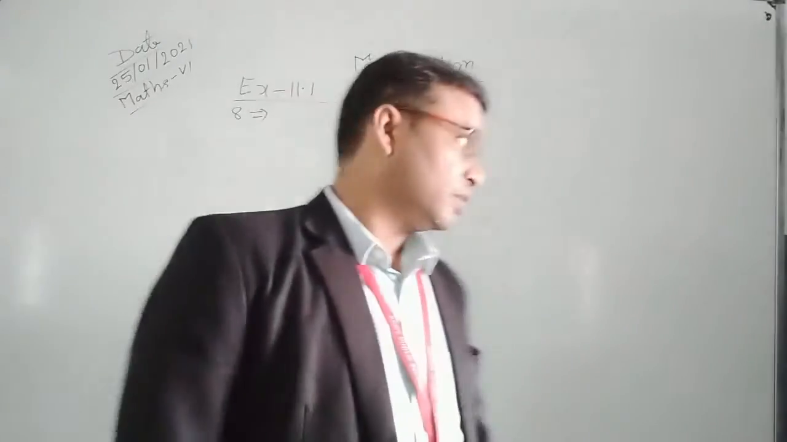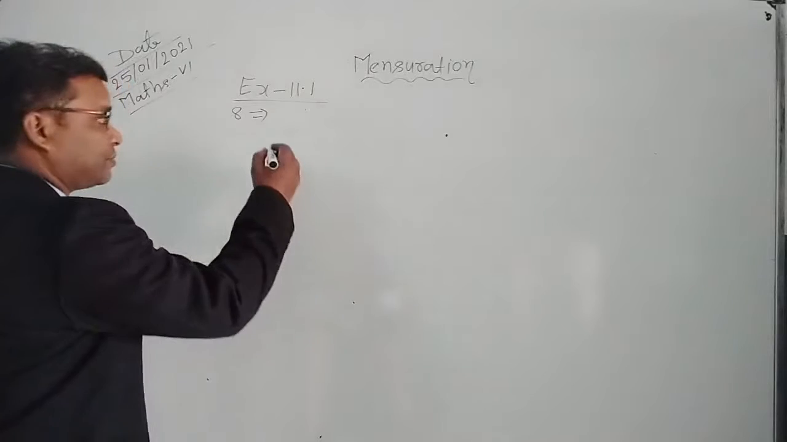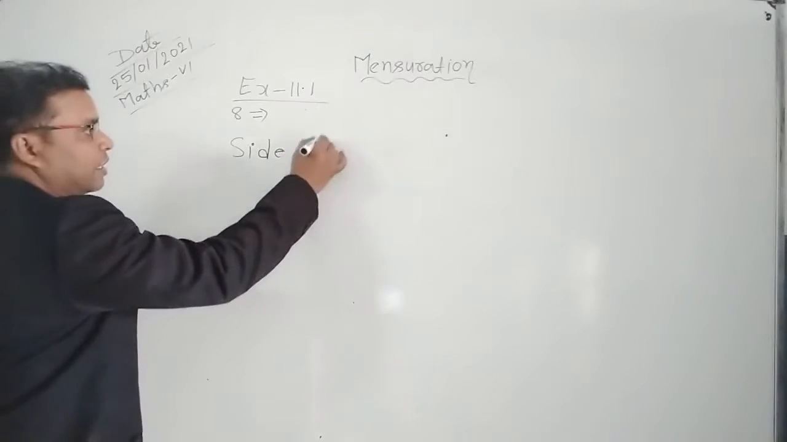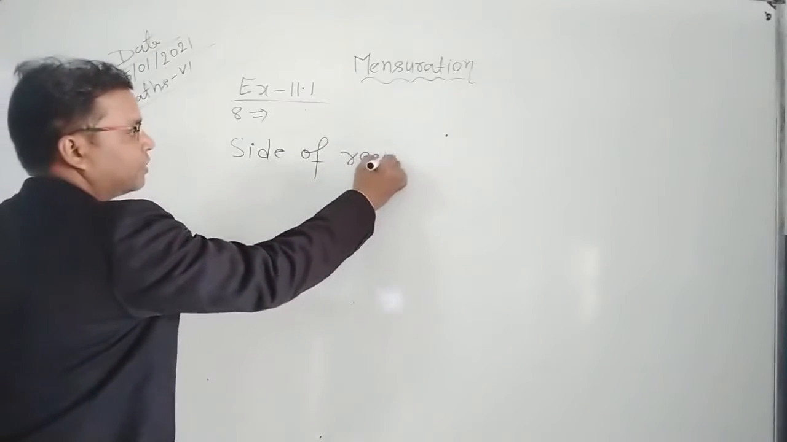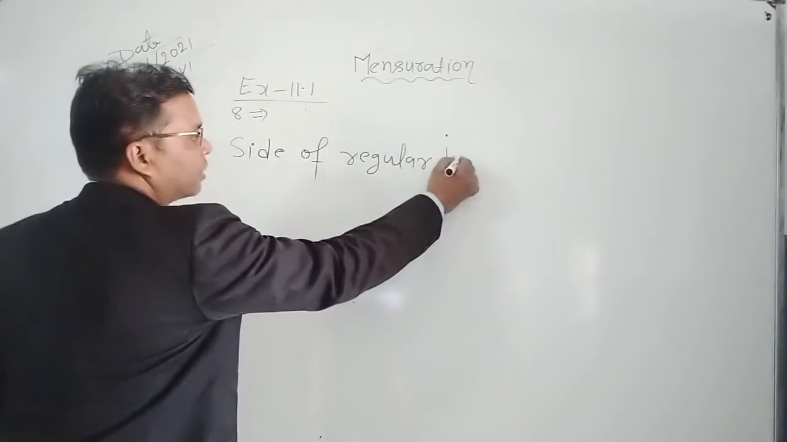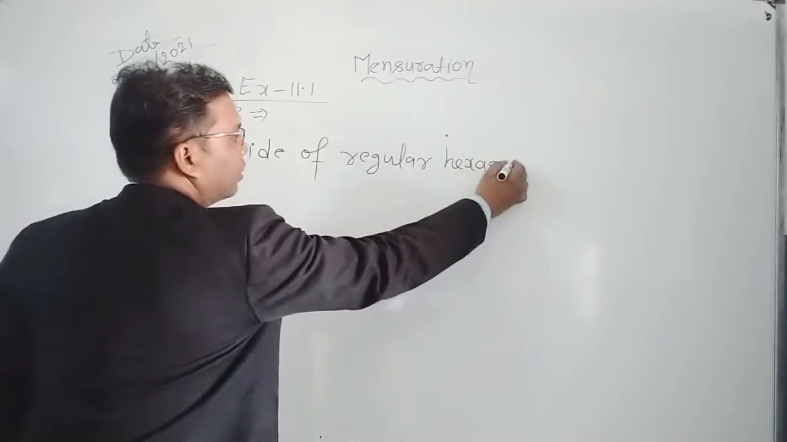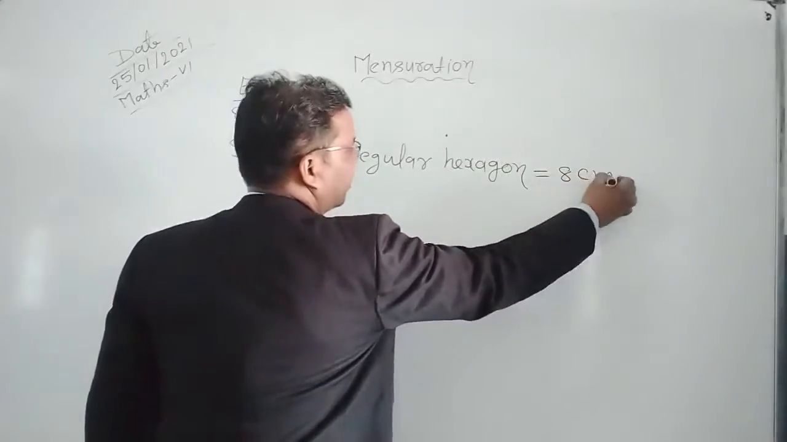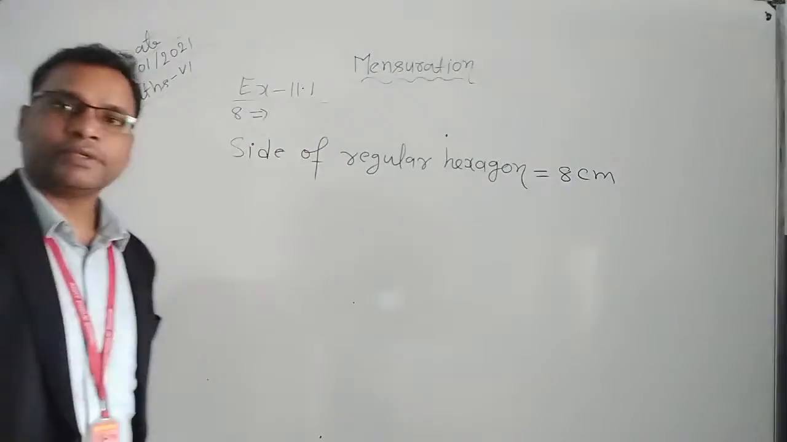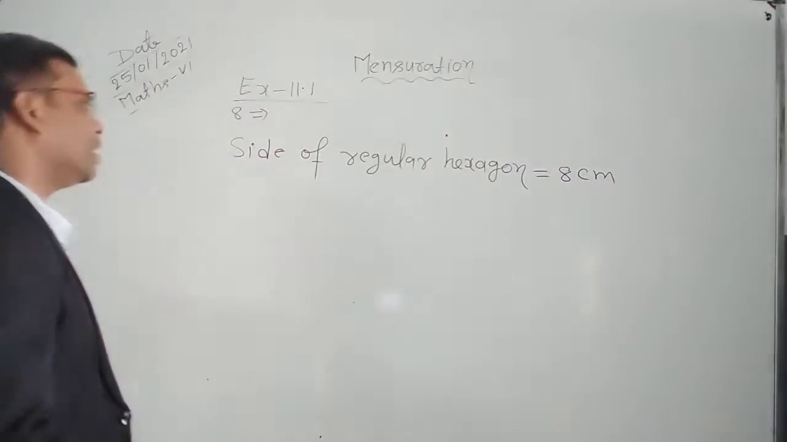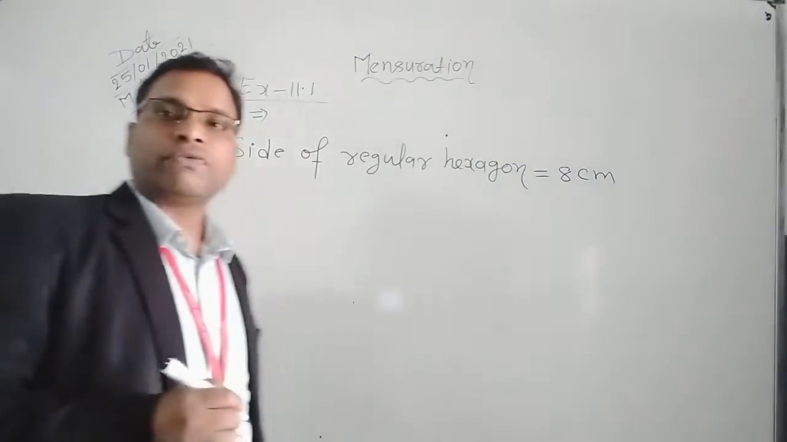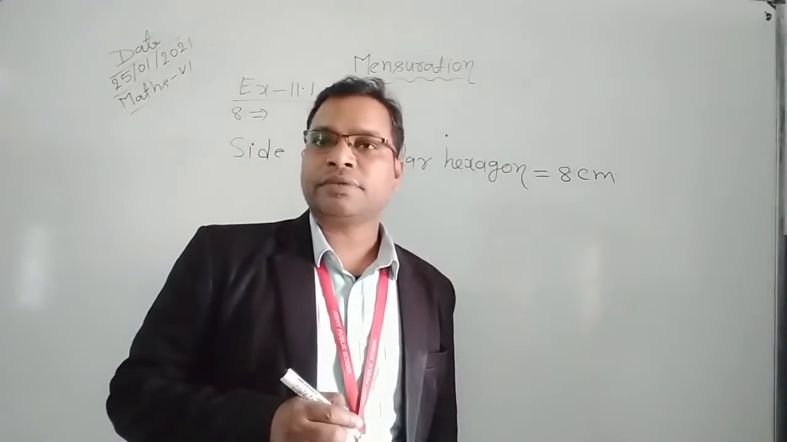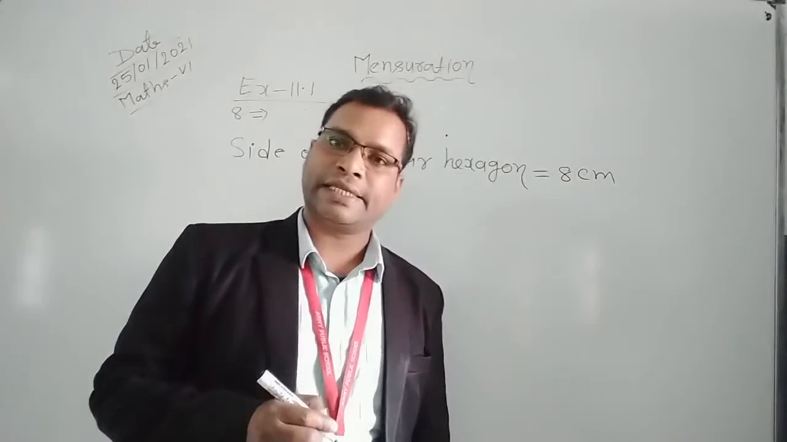So in this question, this is given: side of regular hexagon is equal to 8 centimeters. And in the previous video, we already defined how to find the perimeter of plane figures. Okay. So very well, the number of sides of a regular hexagon is 6.